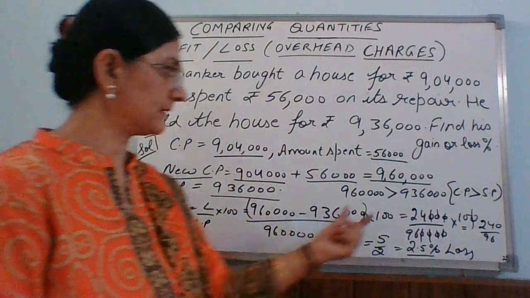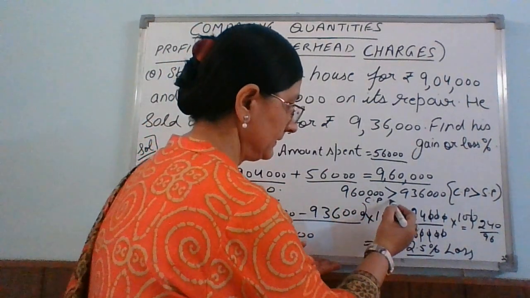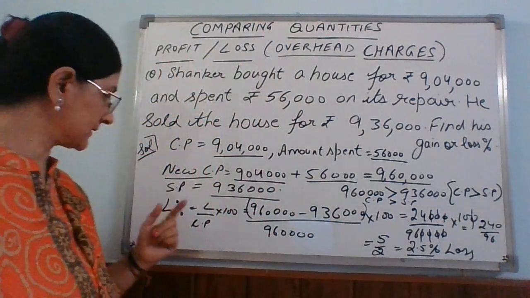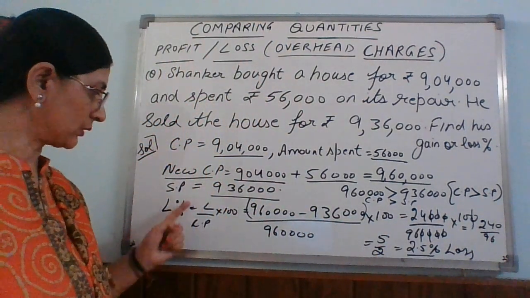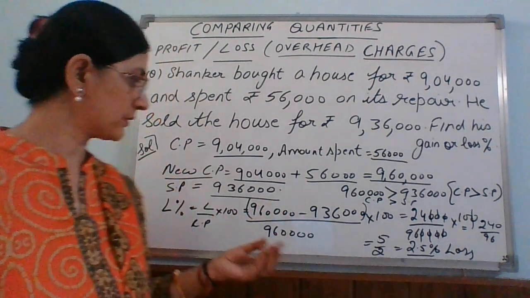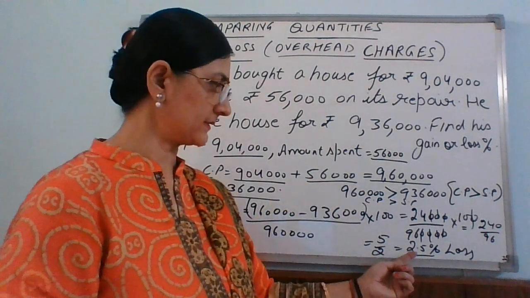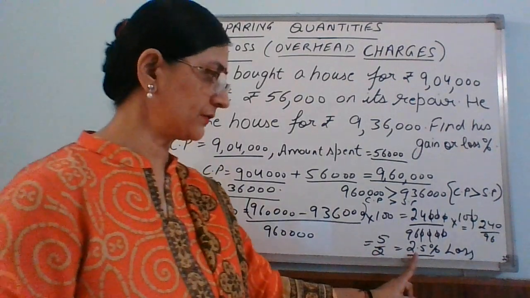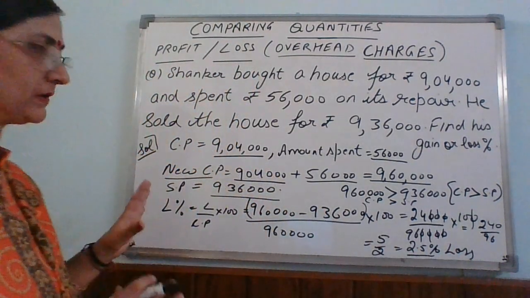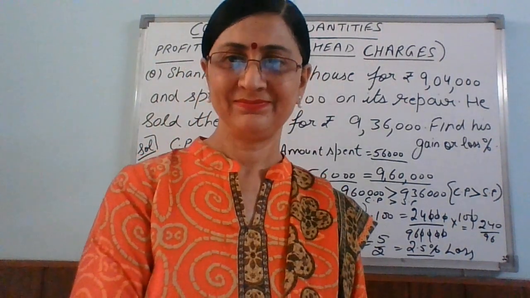Now SP, the amount in which he sold, that is this. So now do the comparison here. This is greater than this. This is SP, this is CP. This is the new CP. CP is greater than SP, right? So he suffered a loss. Let us find out the loss percentage. Loss percentage, the formula is loss upon CP into 100. Substitute the values. Loss is the difference. Loss means difference of CP minus SP upon CP into 100. Do the calculations, you will get the answer. So it means Shankar suffered a loss of 2.5%, right? I hope this problem question is clear. Okay, children, now we'll do the next topic.